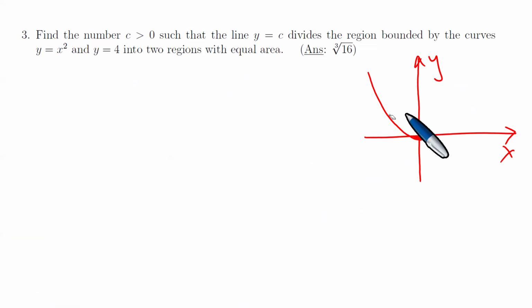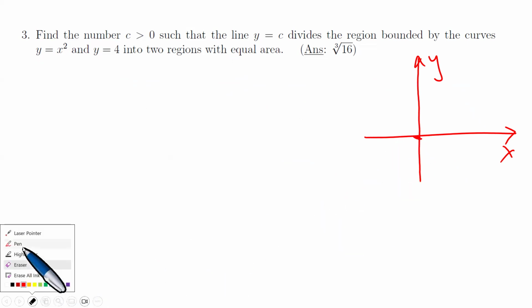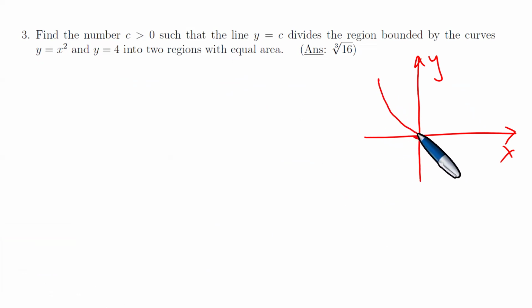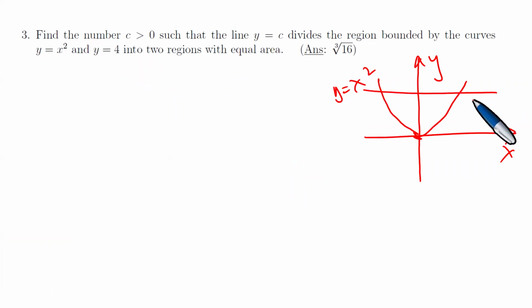Y equals x squared, which is this quadratic in standard form. Y equals x squared. Y equals 4. Is this one? Y equals x squared is the parabola. Y equals 4 is a straight line. So find the number c that is a positive number such that y equals c divides the region bounded by the curves into two regions with equal area.